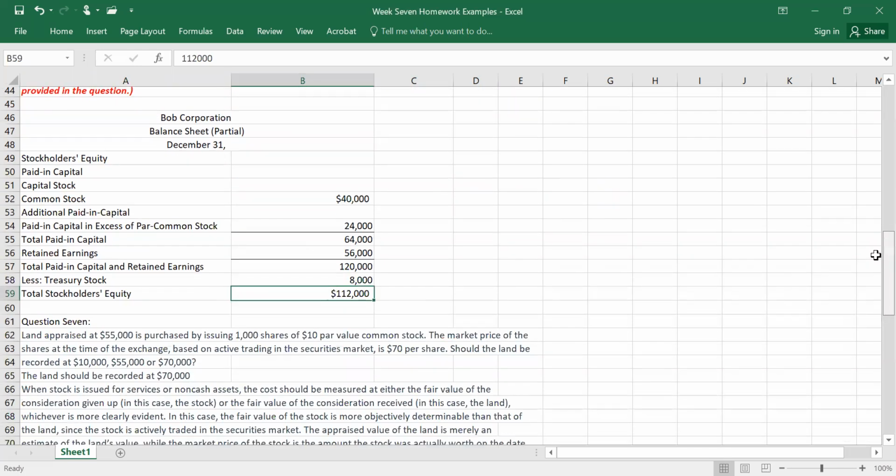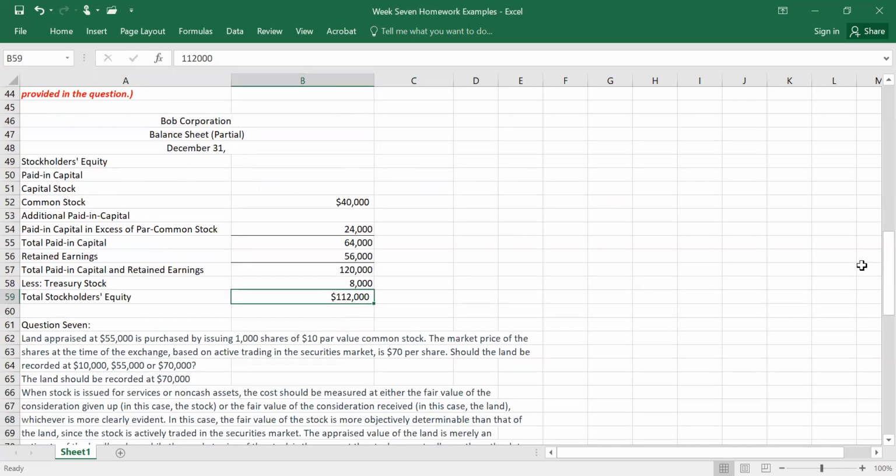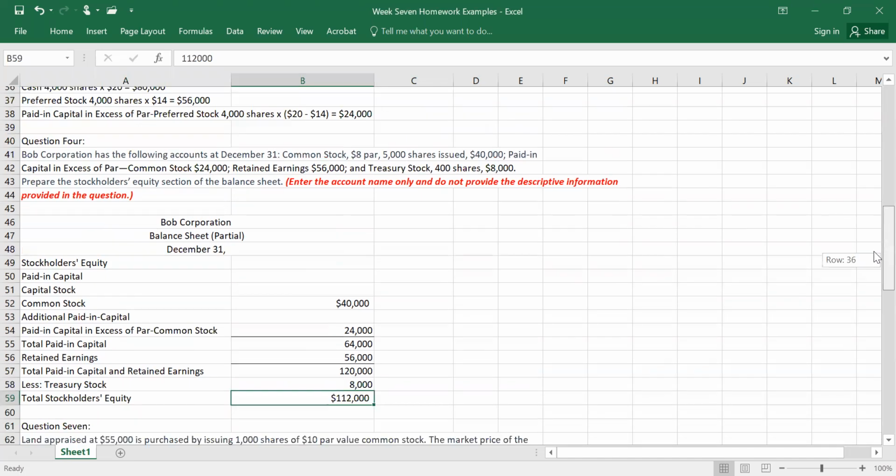There is an example within the problem in Wiley Plus, right in the homework, an example video walkthrough. So you can click on that for questions 5 and 6.